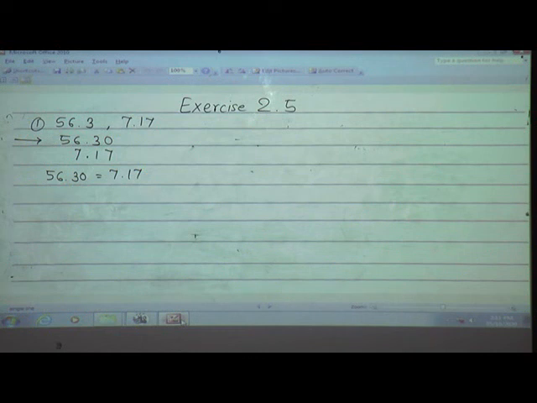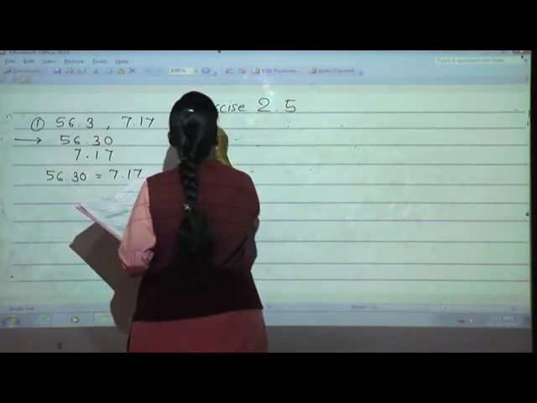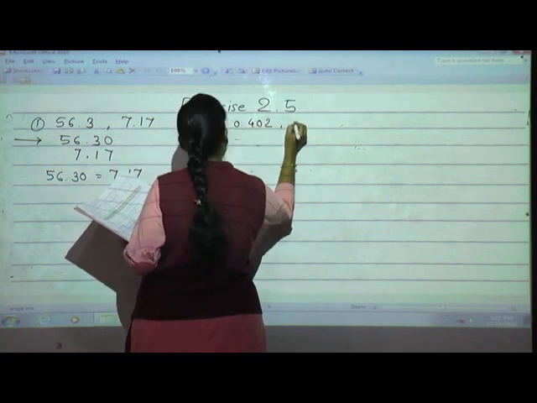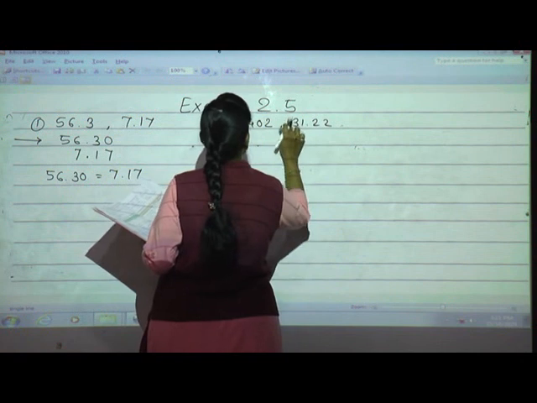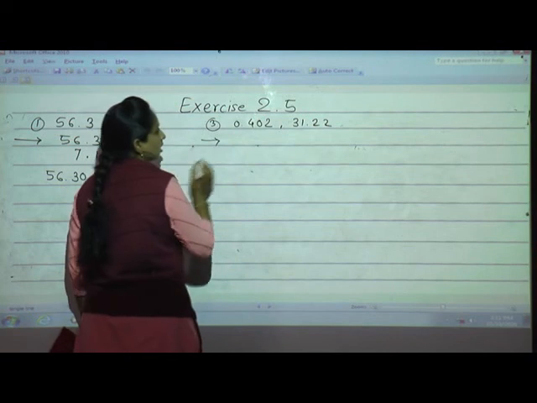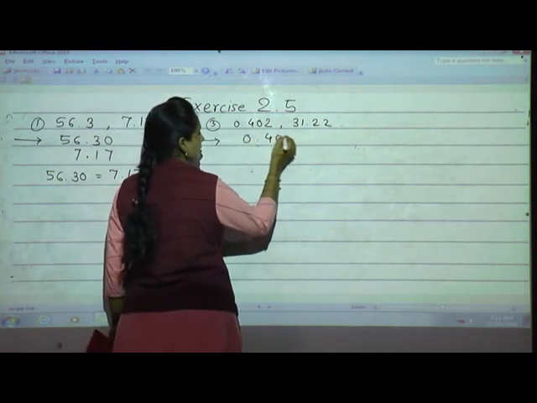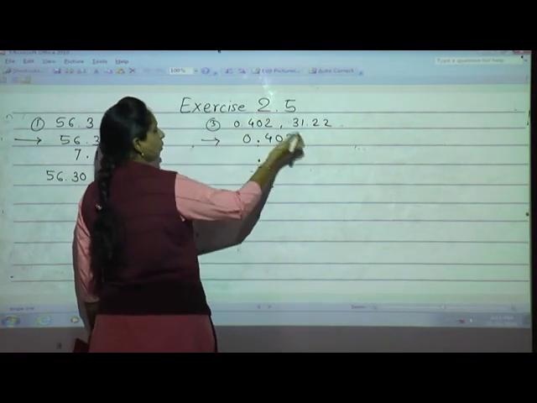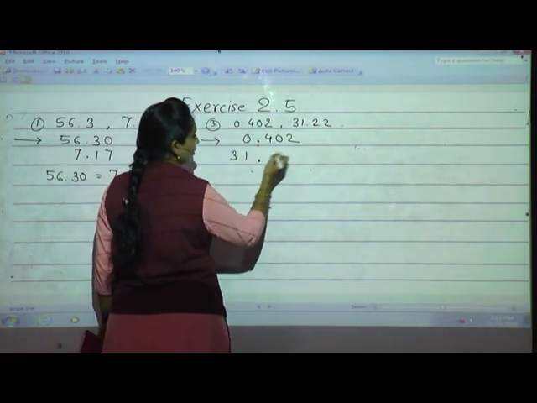Clear? Yes? Good. Now the next example I will solve for you. Now third one, 0.402, 31.22. First what you have to do, students? Write the first number as it is. Below the decimal point, exactly give the decimal point. Whatever is before the decimal, write, then after the decimal.